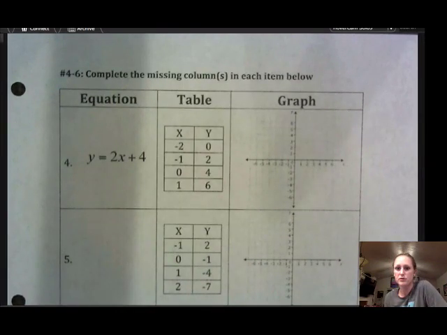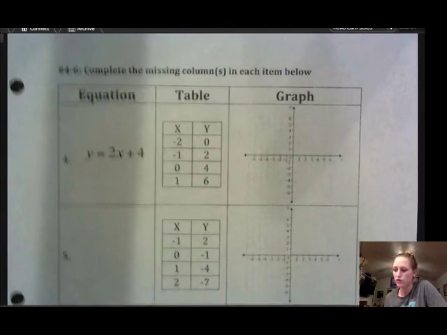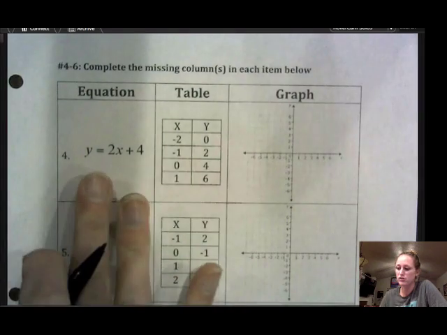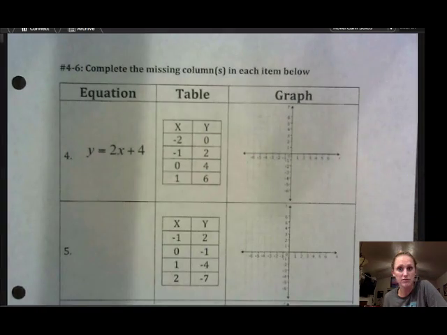Okay, so we are going to fill in whichever piece is missing. They gave me the equation and a table of values, and we are going to graph this function.